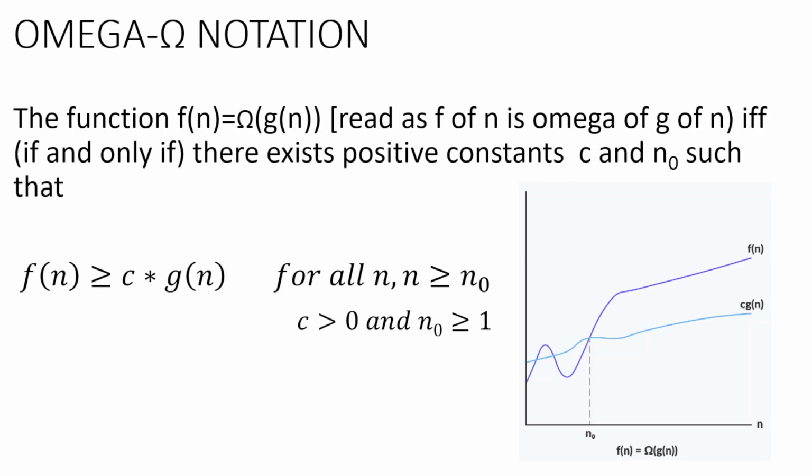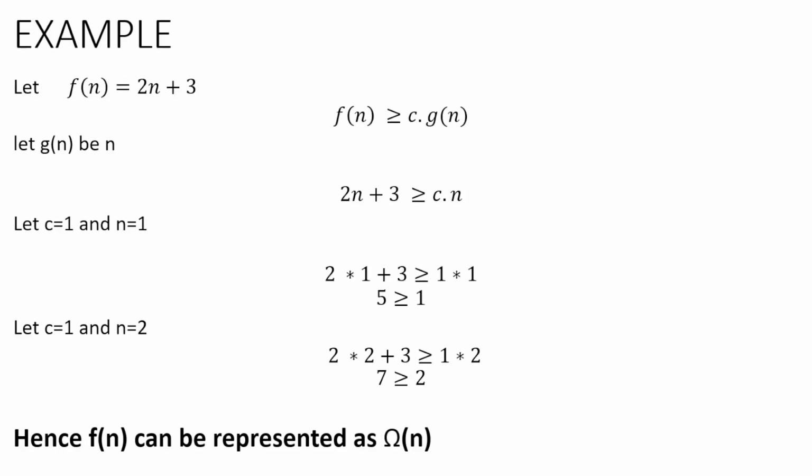Let us understand this with the help of an example. Let us take the same example as the previous. Let f of n be 2n plus 3. We have to write f of n such that f of n becomes greater than or equal to c into g of n. Let g of n be n. Substituting the values, we get 2n plus 3 greater than or equal to c of n.